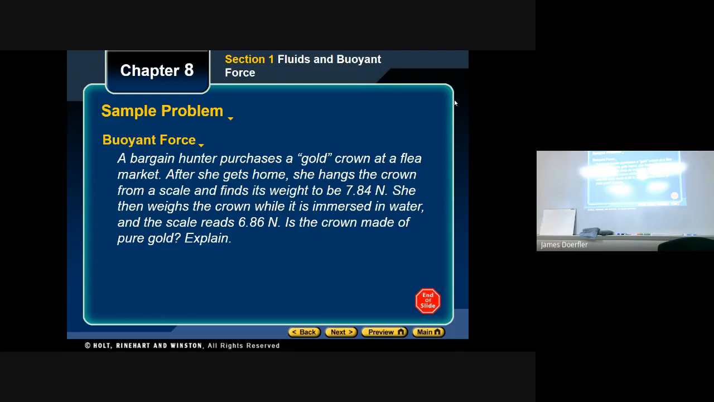So let's use some information that we have talked about thus far and go about solving this. So what do we know? We know that the weight of the crown is 7.84 newtons. The apparent weight when it is submerged is 6.86 newtons. And the density of our fluid, which in this case is just regular water, can be found in a table on page 275. That's where this number is coming from: 1 times 10 to the third kilograms per meter cubed. What we don't know is the actual density of the crown itself.